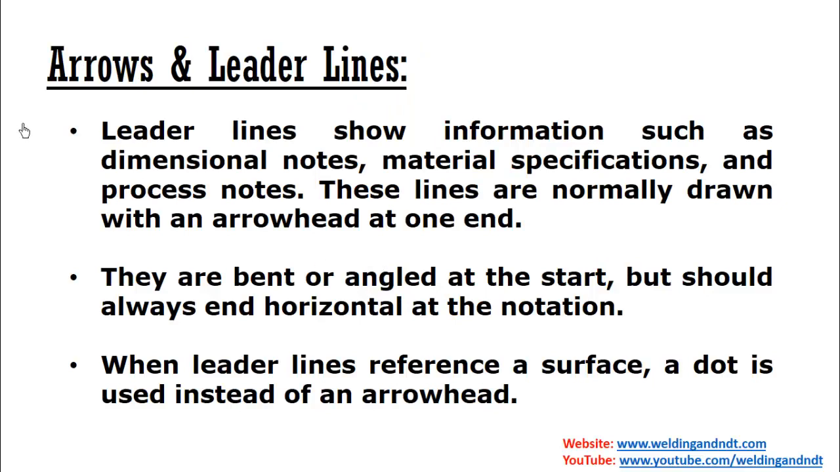Now finally, arrows and leader lines. So friends, if you have to give some additional information, some notes, some dimensional notes, some material specification and process notes, in that case you have to use arrows and leader lines. These lines are normally drawn with an arrow head at one end. They are bent or angled at the start but should always end horizontal at the notation. Okay.